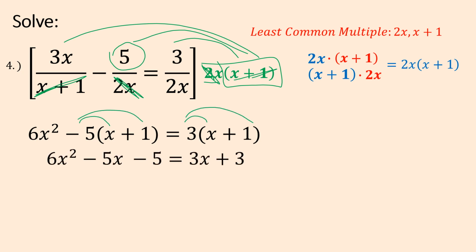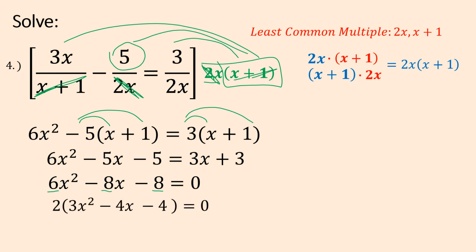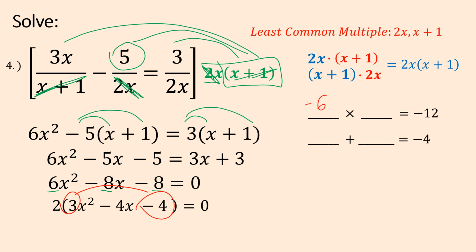Distribute. Move everything to one side. This is an earmuff problem, but before we earmuff, I see that there's a GCF. I can take a 2 out of all these numbers, so I'm going to do that just to make it a little easier. Now we have blank times blank equals negative 12, adds to negative 4. This is going to be negative 6, positive 2.